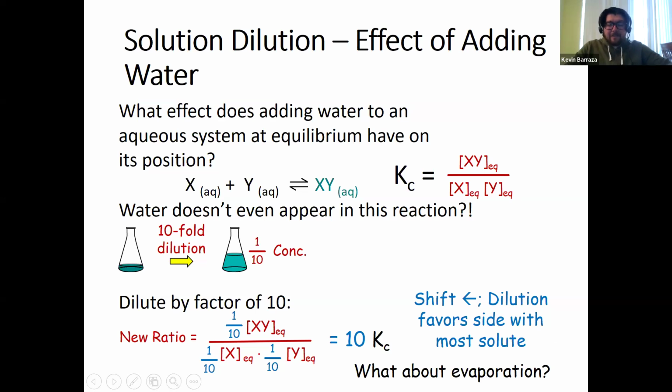Oh, and my last comment is, what if we did the opposite? What if we did evaporation? So we start losing water as a solvent. Concentrations are going to do what if we evaporate? They're going to get higher, with less volume for those particles. So the reaction is going to shift to the side with the fewest dissolved particles. So dilution and evaporation are sort of opposite processes, and they'll have opposite effects.